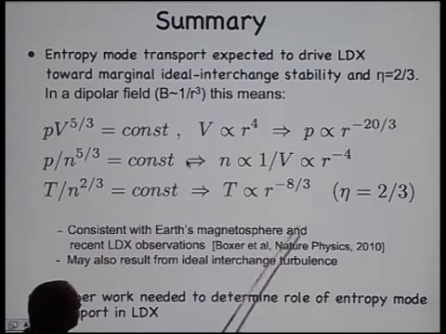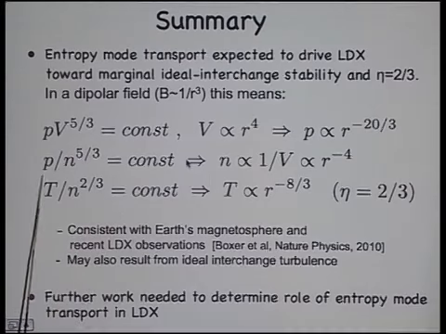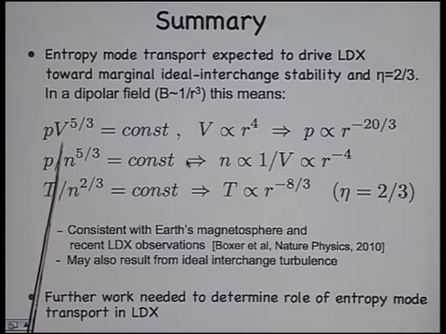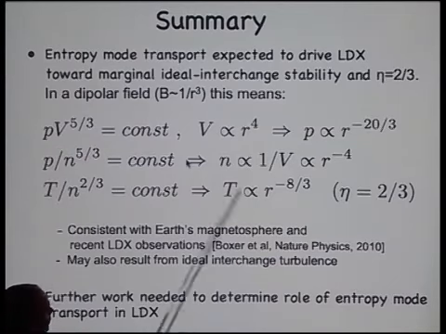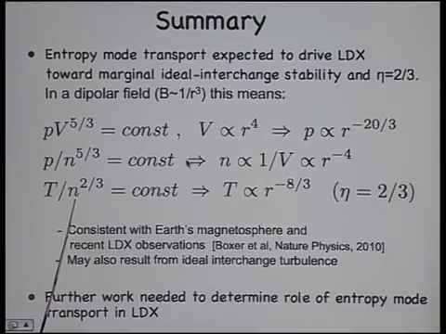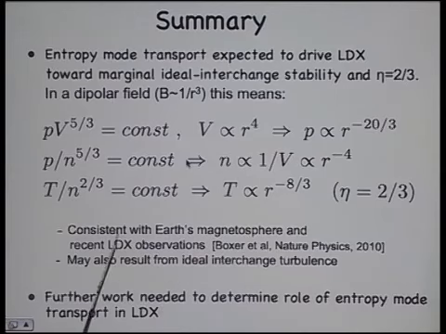which is r to the minus 20/3. The entropy mode wants P over rho to the gamma equal to a constant. Comparing these two things, you can see that that just means that n times V has to equal a constant, so n goes like 1 over r to the 4. So these are sharply peaked profiles. That's the message here. The temperature over n to the 2/3 is being driven to 0 because that's η equal to 2/3. So temperature would go like that.